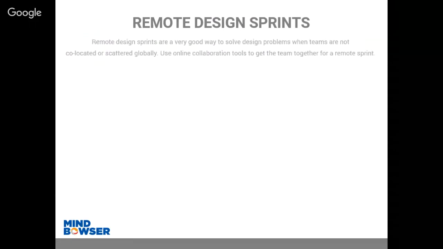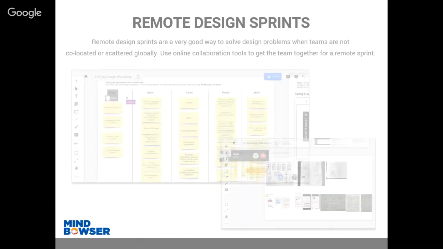A quick explanation is that remote design sprints are very good to solve design problems when teams are not co-located or they are scattered globally. You can use many online collaboration tools to get the team together for a remote sprint. Some very good examples of remote collaboration tools for design sprint would be Mural, there's RealtimeBoard, or then there's Hangouts. Or you can create a Slack group and talk through, and then design on an online whiteboard. There are a lot of different techniques where you can conduct remote design sprints.